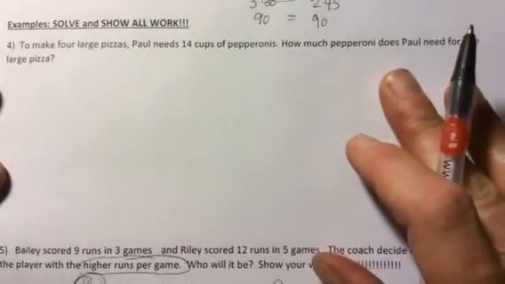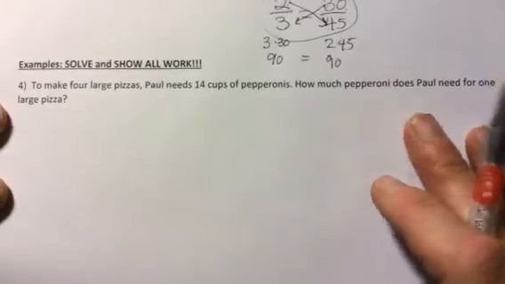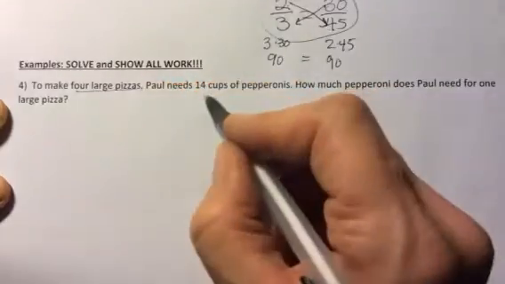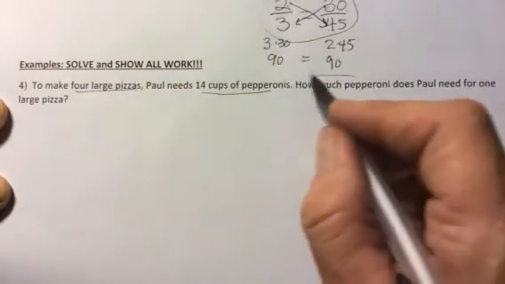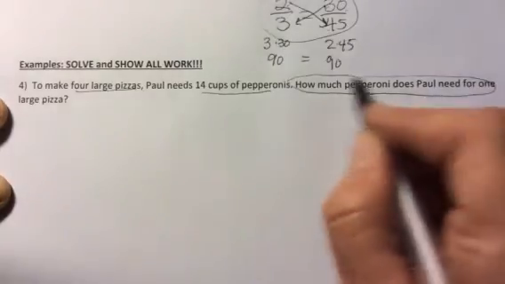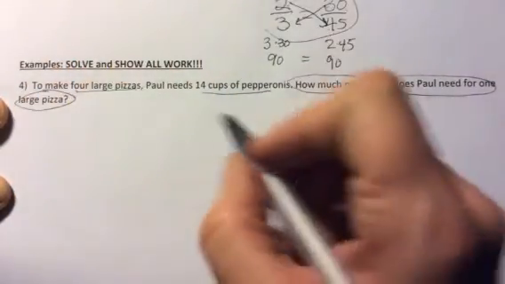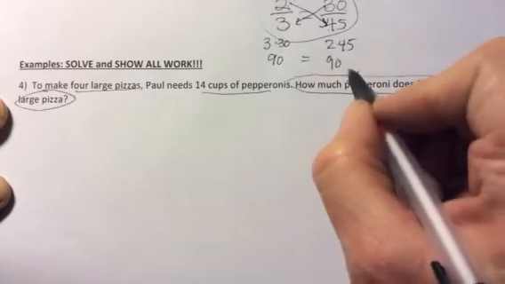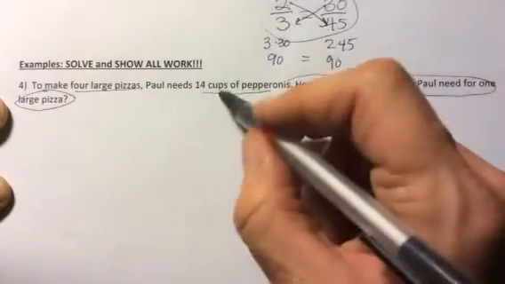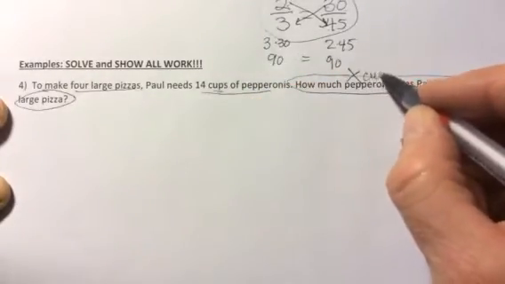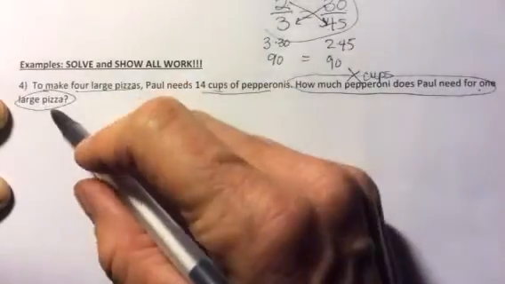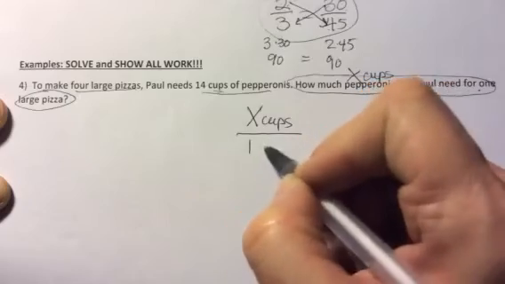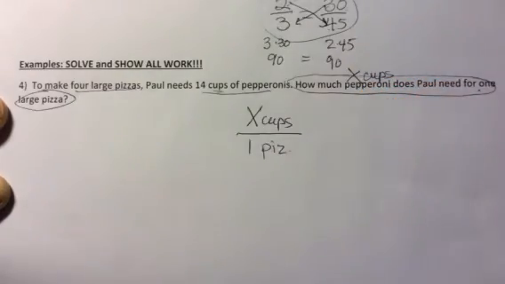All right, so then example 4: to make 4 large pizzas, Paul needs 14 cups of pepperoni. Okay, so that's important information. 4 large pizzas, 14 cups of pepperoni. And we want to know how much pepperoni he needs for 1 large pizza. How about we make that X for pepperoni? And it's actually going to be cups of pepperoni, so X cups per 1 pizza. So there's our unit rate. So it's going to be X cups per 1, and I'm just going to put 1 PIZ for pizza.